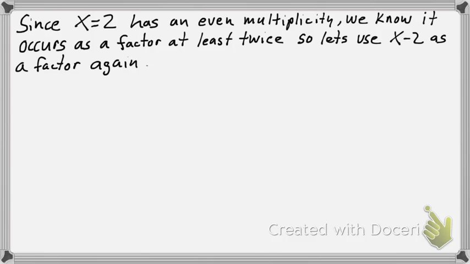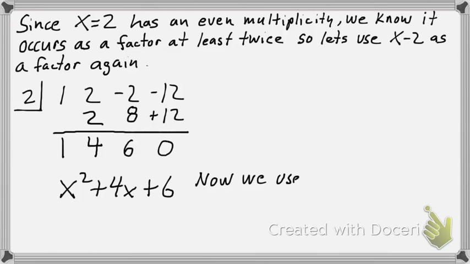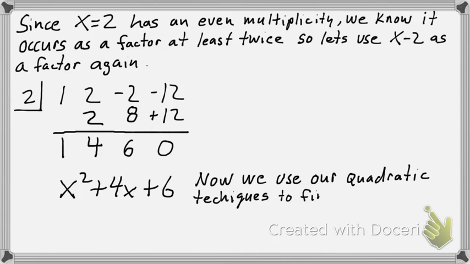Let's take advantage of the fact that this has an even multiplicity. By dividing a second time, we'll reduce down to a nice, easy to manage quadratic. However, to finish factoring this, we're going to need to use the quadratic equation.